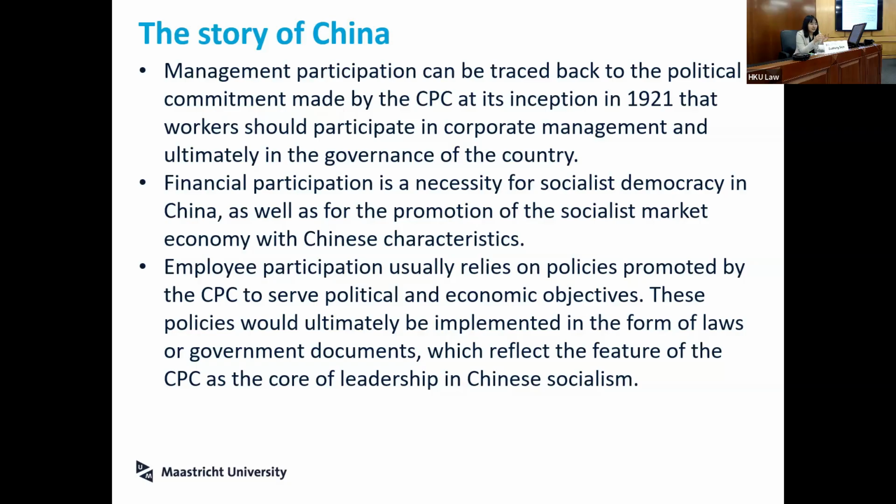SOEs. But in this case, the employee stock ownership plan is a way that the CPC tried to change the ownership structure of those state-owned enterprises, and especially after 2013, we launched a new round of ownership reform of state-owned enterprises, 混合所有制改革. So the CPC encouraged state-owned enterprises to include more private investors or strategic investors to buy the stocks, the shares of the SOEs, to improve the ownership structure of those SOEs. So the financial participation in China also bears some political objectives in its implementation.